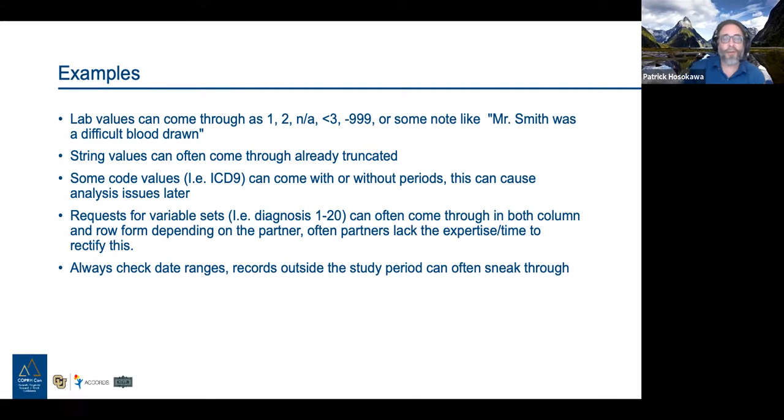Variable sets, for instance, diagnoses 1 through 20. It's common you'll get those in columns 1 through 20. It's also common you'll get them in rows, 20 rows per visit, diagnosis in each row. Frequently, asking them to transpose that is beyond either the resources or the capabilities of many clinics. So it hasn't been uncommon for us to go ahead and transpose those for them.